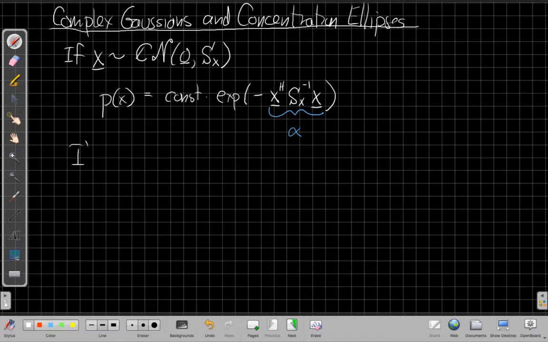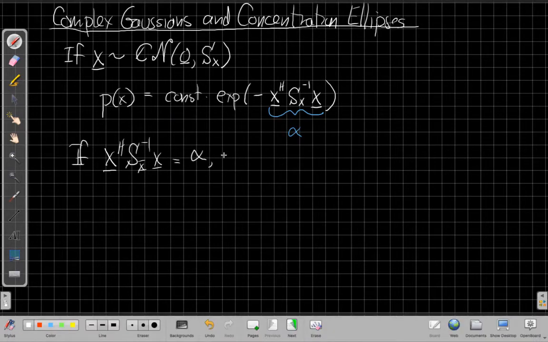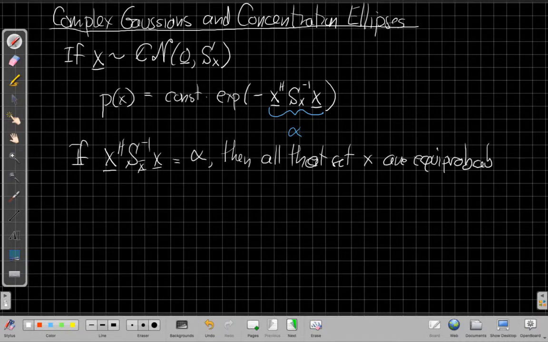So if X Hermitian S inverse X is equal to some constant alpha, then that set of X are what we call equal probable. Another way we can think of it is that it defines a set of points that all have the same probability. And we could also say, as alpha increases, the probability of that set will go down.